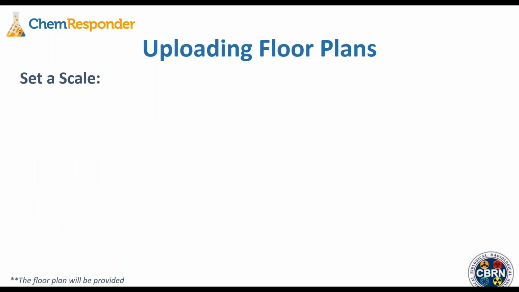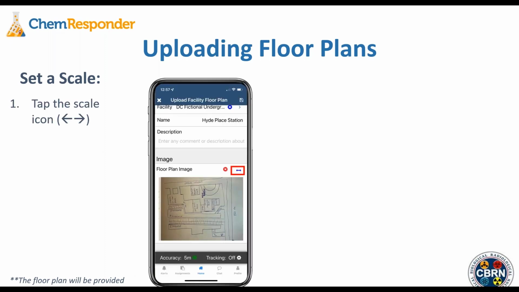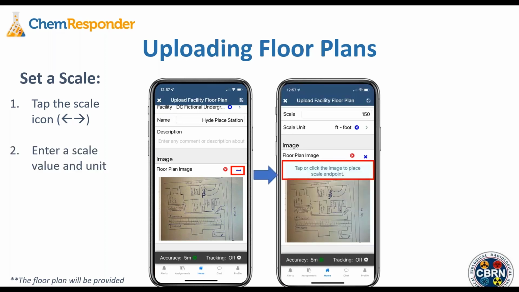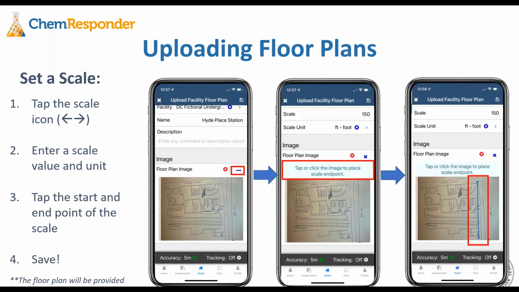Something else that was brought to the new CBRNResponder mobile app was the ability to set a scale from your floor plan. So while you're uploading that floor plan, you should see a double-headed arrow, which represents the scale icon. You're going to tap that and then enter a scale value in unit. You can then tap the start and end point of the scale, and you should see the scale line that you drew, and then you will save the floor plan and it will be successfully uploaded.